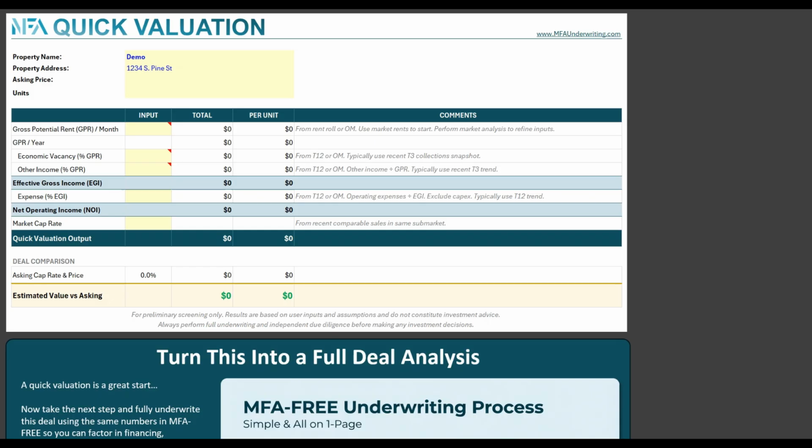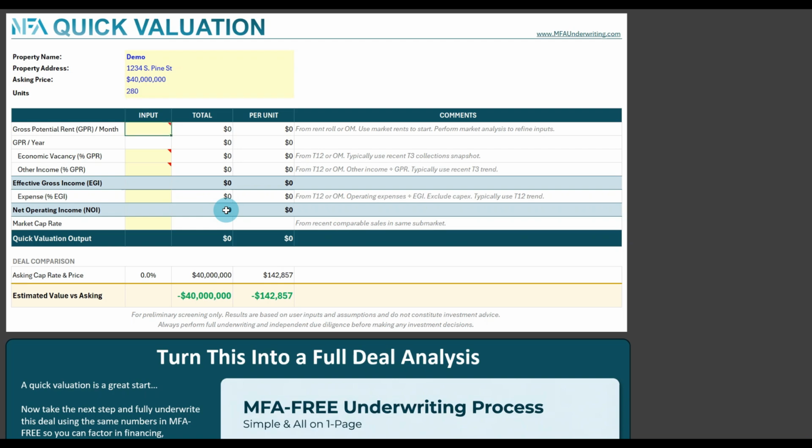All right, quick demo of the MFA Quick Valuation calculator, and this will be very interesting. This is a real deal that I looked at, and I want to show you how it plays out in the Quick Valuation calculator. I'll also show you how it compared to a full underwriting. For this deal, it was a $40 million deal. That was the asking price, at least.